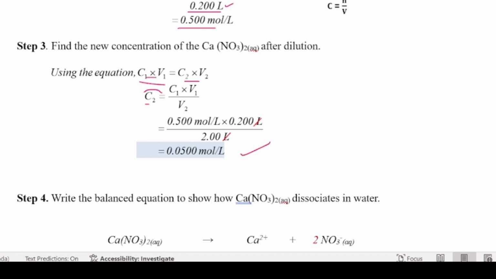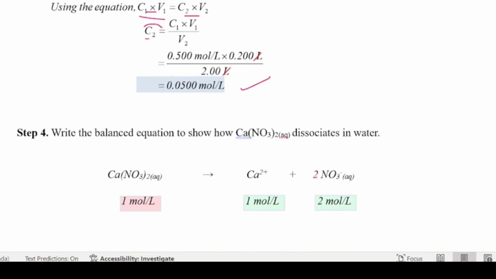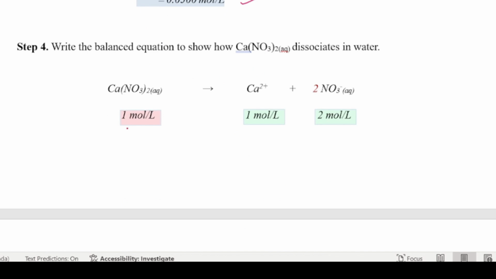Now you do your dissociation equation to see how this dissociates. 1 mole per liter of that dissociates to give 1 mole per liter of this and 2 moles per liter of that. But this is what you're interested in. This is what we talk about. So now you'll put this here and you multiply by the mole ratios there.